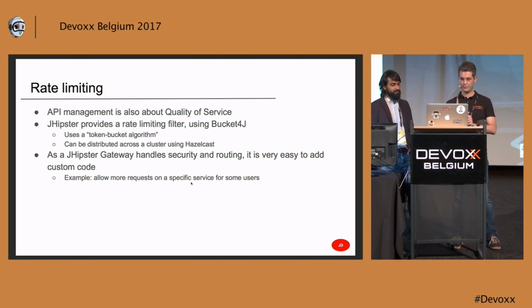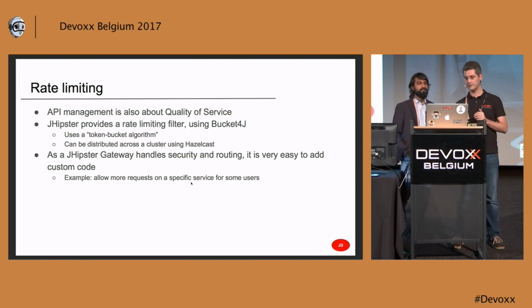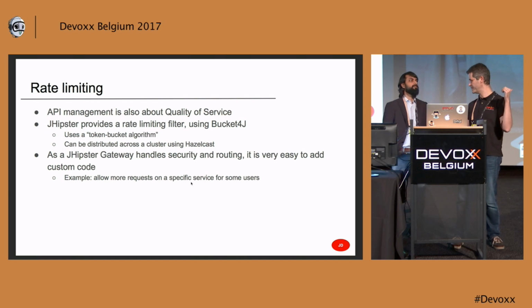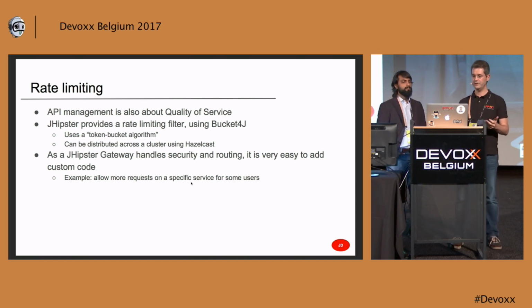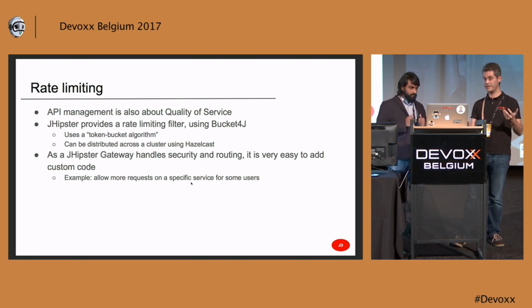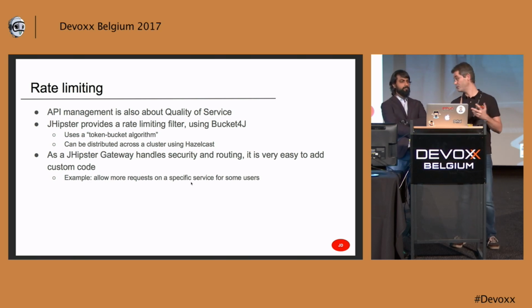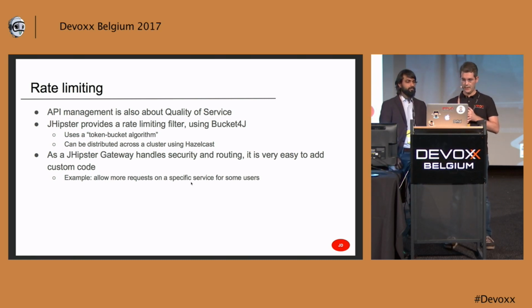And what is good also with Bucket4j is that if you want to distribute your buckets over a cluster, it works with Hazelcast. And one of the other options I didn't check, I don't know if you saw it, is that we support Hazelcast. So basically, out of the box, you have a token bucket algorithm for rate limiting, which can be distributed using Hazelcast for free.